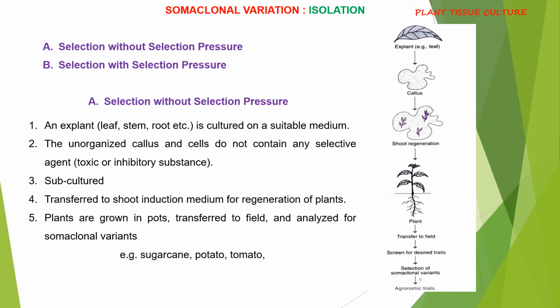Somaclones can be isolated with or without selection pressure. Selection of somaclones without selection pressure. Here, the plants are regenerated by means of indirect organogenesis. The plantlets are then grown in pots, transferred to the field, and then screened for somaclonal variants. Here, in the nutrient media, there was no toxic or inhibitory substance or selective agent.